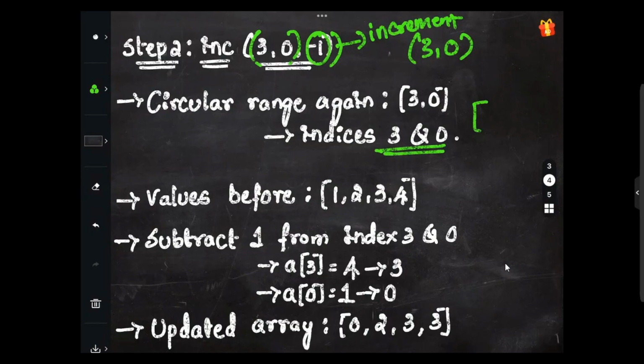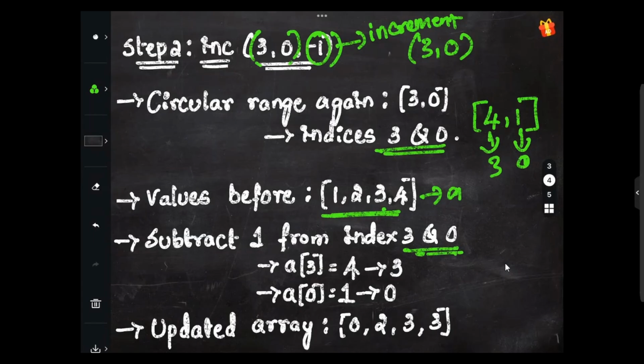Indices 3 and 4. Again we have the values 4 comma 1, right? Values are 1 2 3 4. This is nothing but A, right? So we need to subtract 1 from the indices 3 and 0. So this one will be A of 3 equals 4, and 4 and 1 we have already got here. So we need to subtract 1 from index 3 and we need to subtract 1 from index 0.